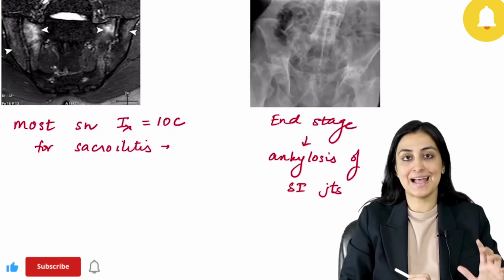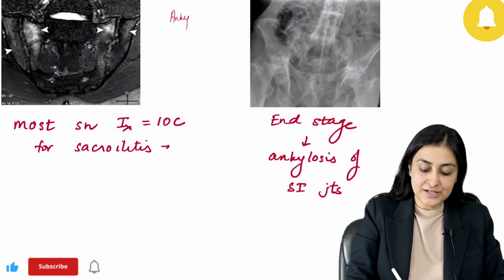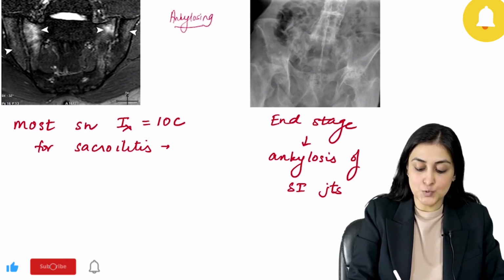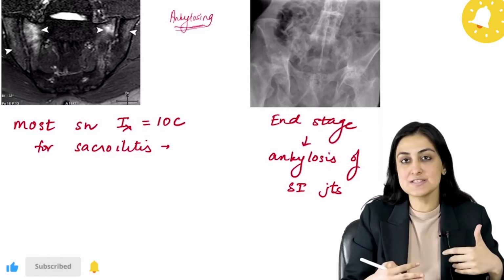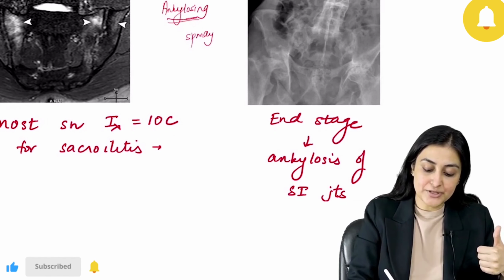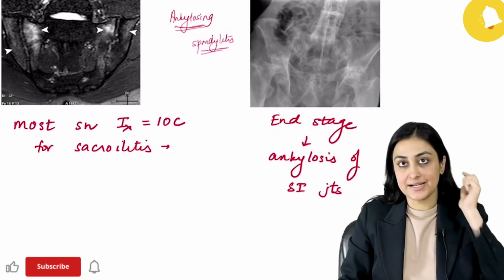So now let's talk about AS. So ankylosing spondylitis, remember, the word itself tells you that there's going to be ankylosis, right? So there's going to be ankylosis, which means that fusion of joints is going to happen throughout the body, and you're going to have spine inflammation, right? So spondylitis tells you that it's an inflammatory arthritis.